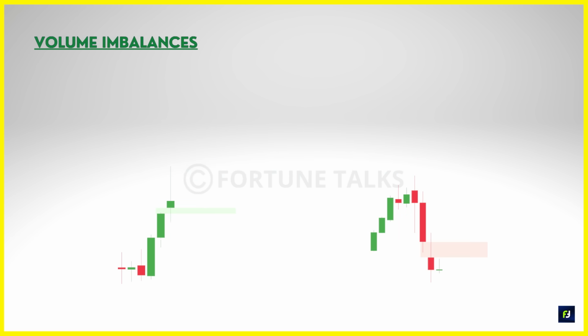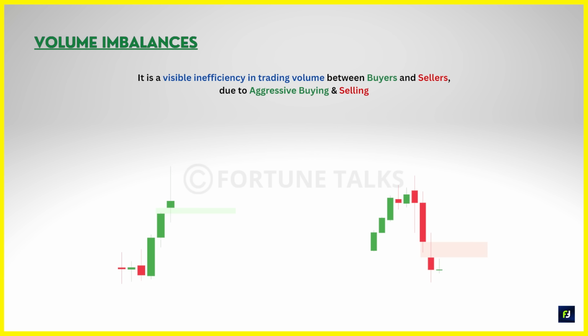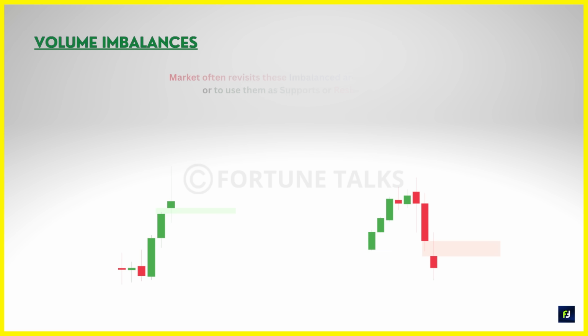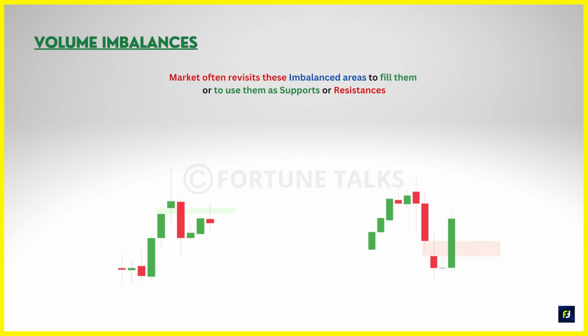It is a subtle but a very powerful concept that helps understand where institutional orders may have caused inefficiencies in the price delivery. It is a visible inefficiency in trading volume between buyers and sellers, often identified by aggressive buying or selling within a short time. The market often revisits these imbalanced areas, using them as critical support and resistance levels that influence future price behavior. Price often reacts at these levels, which indicate accumulation of orders.